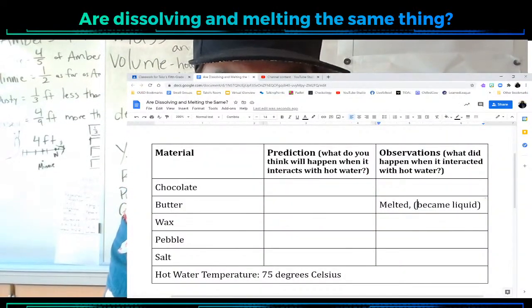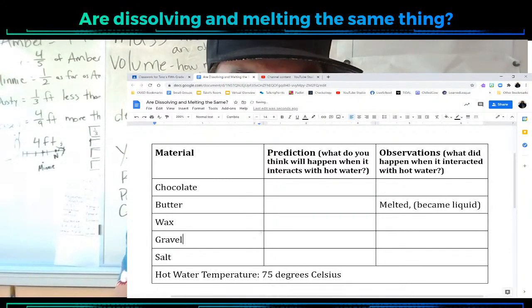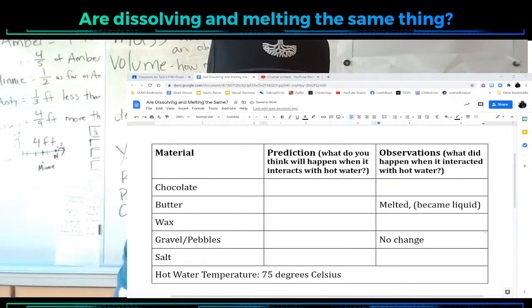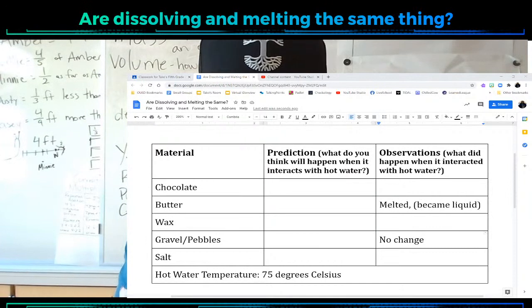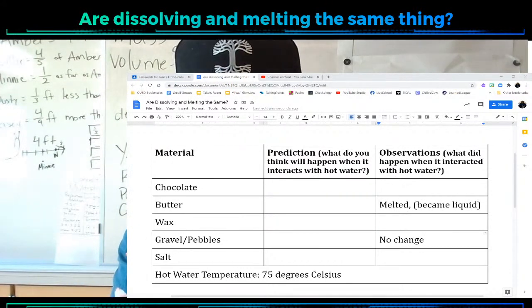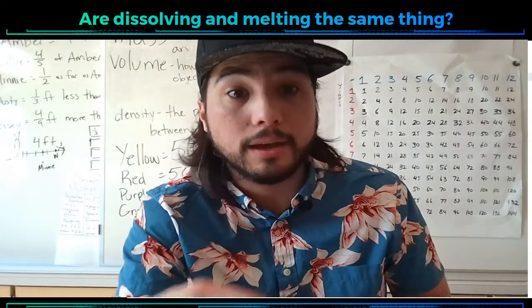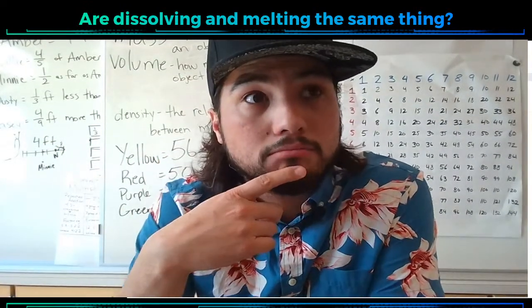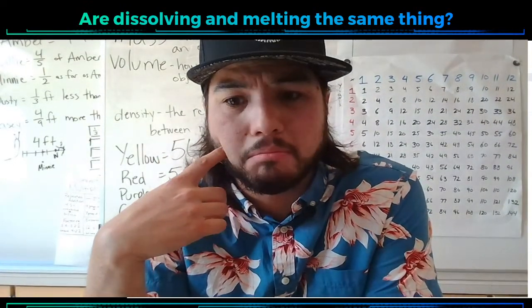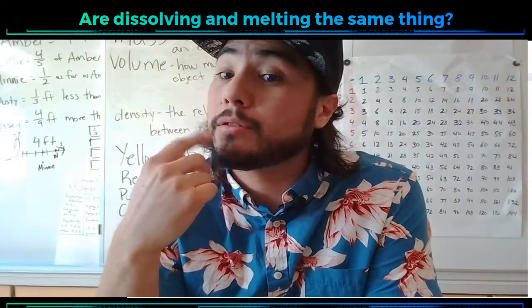Okay. Pebbles. Technically, it's gravel. But you can keep it as pebbles because it's both rock, just different sizes. No change. Matthias and Mars say, yes, you could get pebbles to melt if it's really, really hot. And yes, I would agree. Because what's our name for rock in liquid form? We learned that in 4th grade.